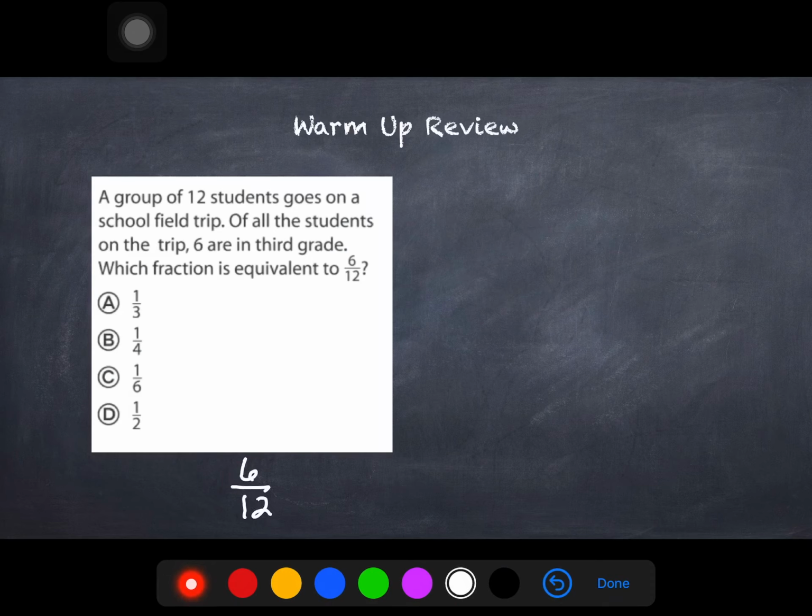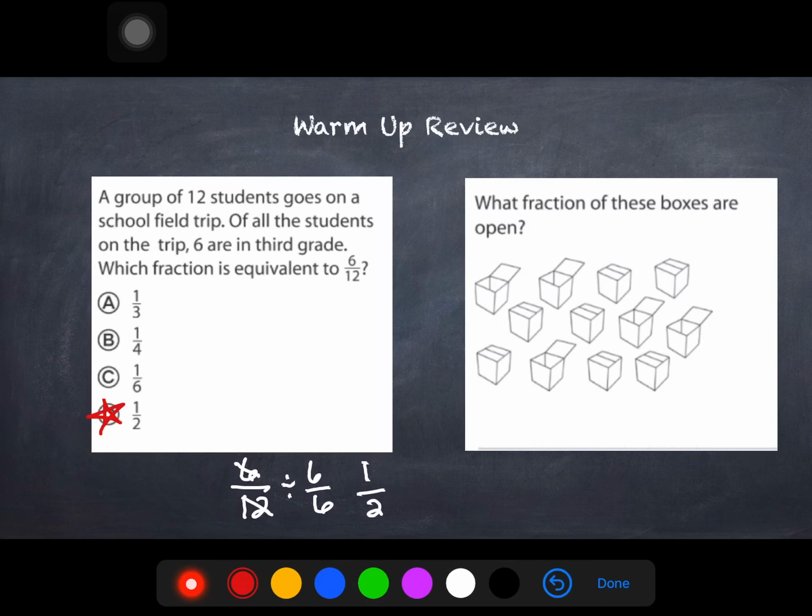Well, 6/12 is what we call a fraction that is not in simplest form. You can reduce 6/12 and put it in simplest form by dividing each of your numerator and denominator by 6. 6 divided by 6 is 1. 12 divided by 6 is 2. And that's why D is your correct choice.